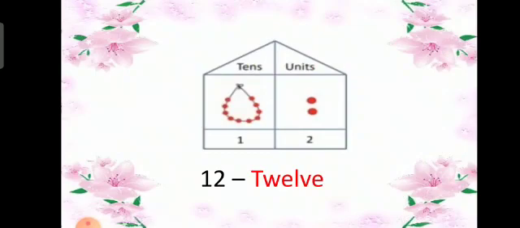We are going to draw the houses, tens and units. So here what we are going to do is draw one string and two single beads. One string means 10 units and two singles mean 2 units. 10 plus 2 is equal to 12. 12 beads together will become 1 ten and 2 units. So 1 ten and 2 units means 12. The spelling of 12 is T-W-E-L-V-E.